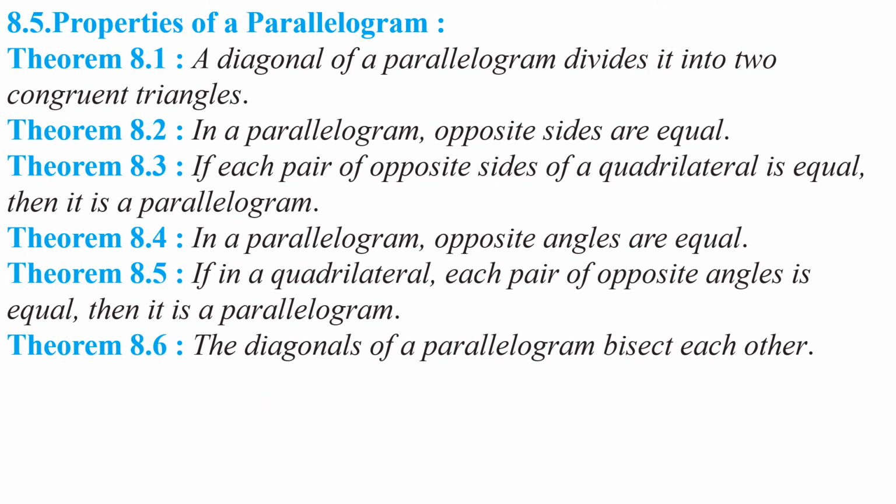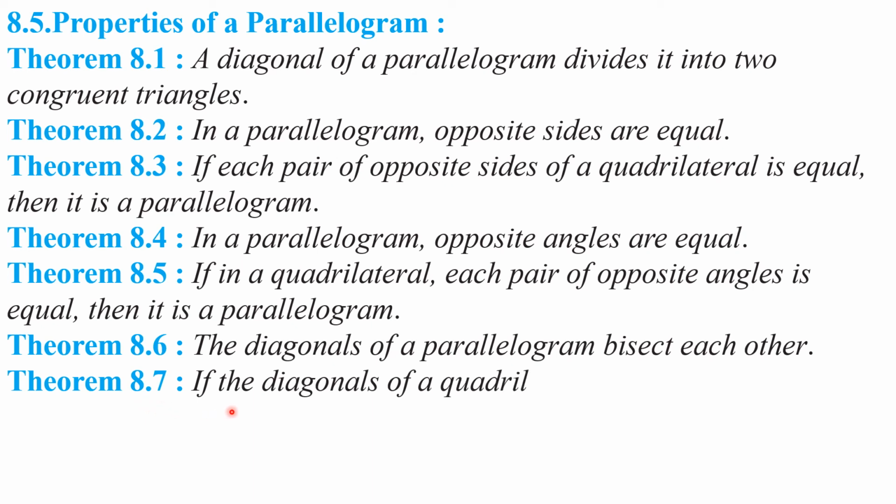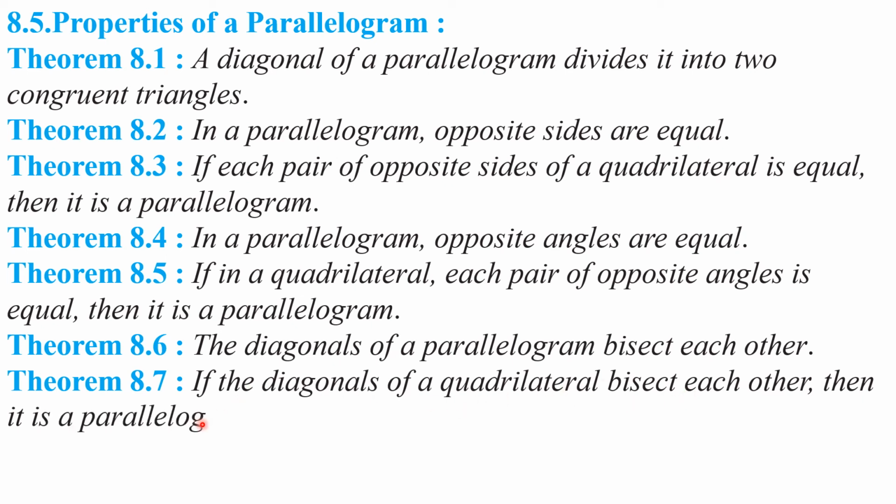Okay, my children. Right. Now come to the next property of a parallelogram. This is given as a statement of theorem 8.7. If the diagonals of a quadrilateral bisect each other, then the quadrilateral is called a parallelogram. Understood these properties of a parallelogram, my children?